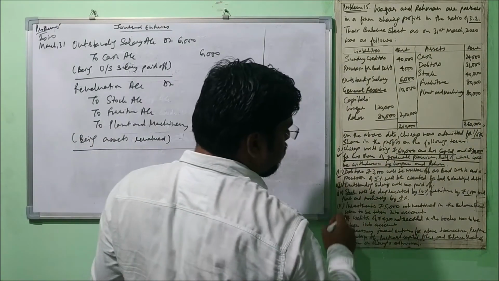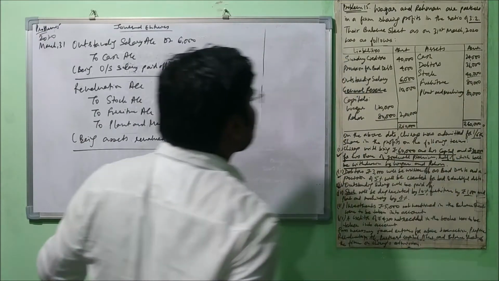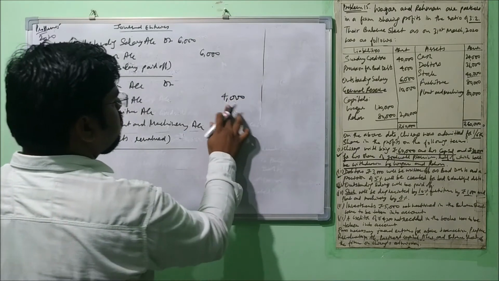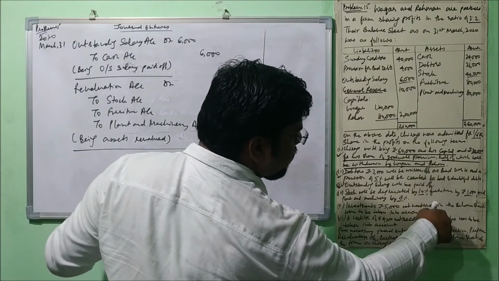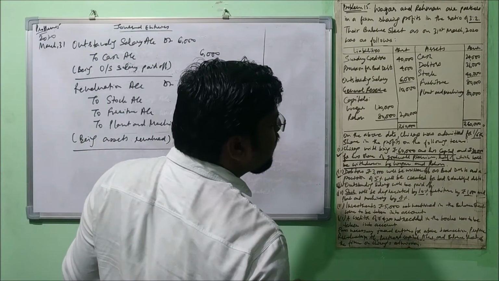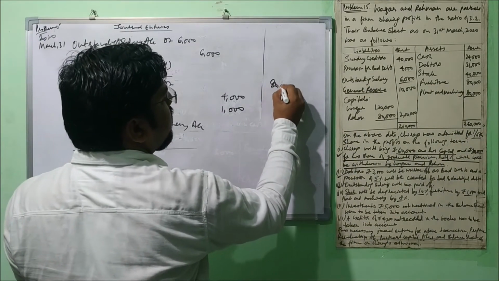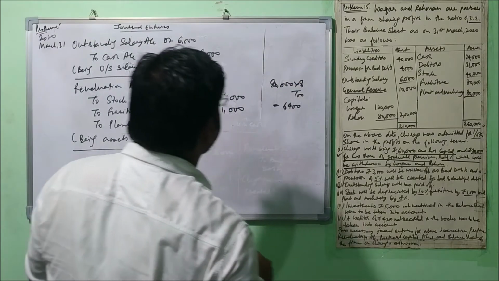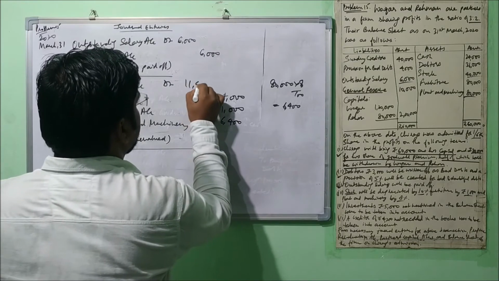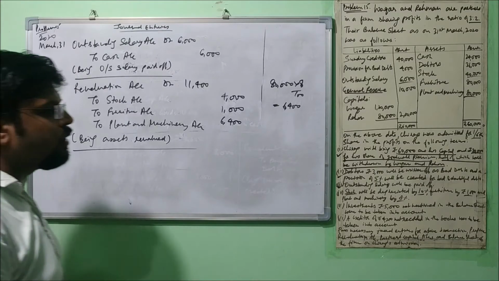Okay, so now let's calculate the amount. Let's talk about this stock by 10%. What is the amount of stock? 40,000. And what is 10% of 40,000? That is 4,000. So I just write it down here, 4,000. And the furniture amount is already given here, 1,000. Now let's talk about plant and machinery by 8%. So we have to calculate 8% of 80,000, right? 6,400. Let's do the total of this. 11,400. Okay, so being assets revalued. Understood the point?